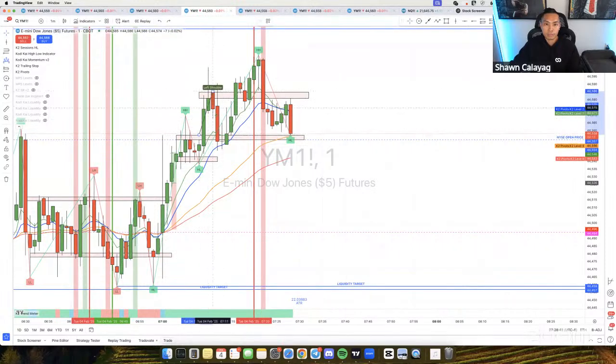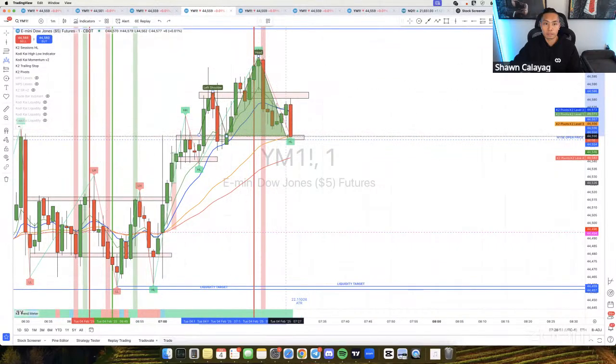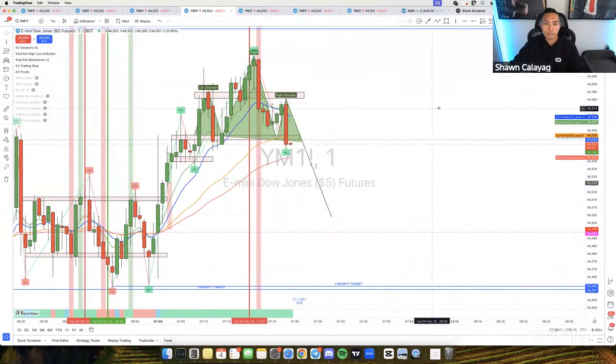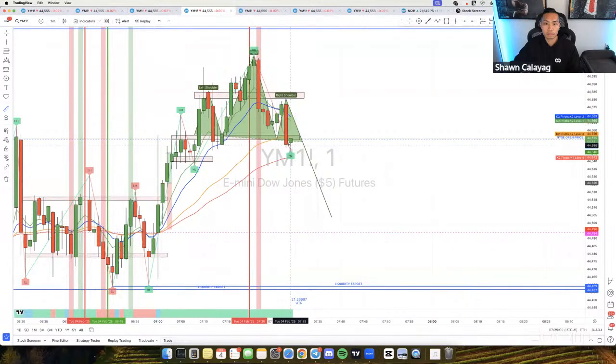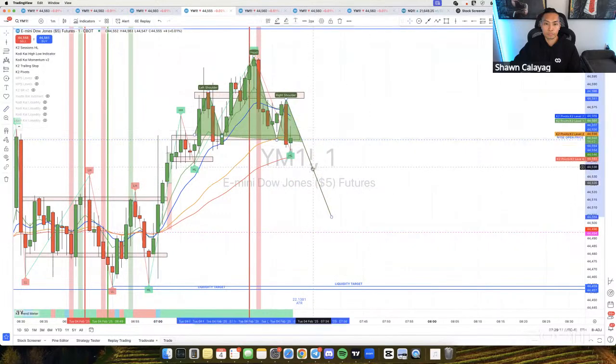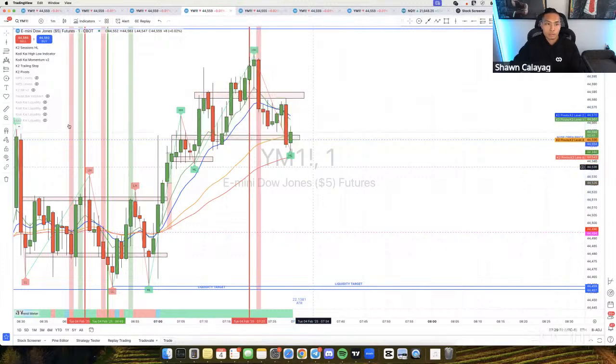So there's a shoulder here, head, shoulder. So it pretty much respected that area right there. I don't know. We'll have to wait. The thing here is that the volatility is kind of low.